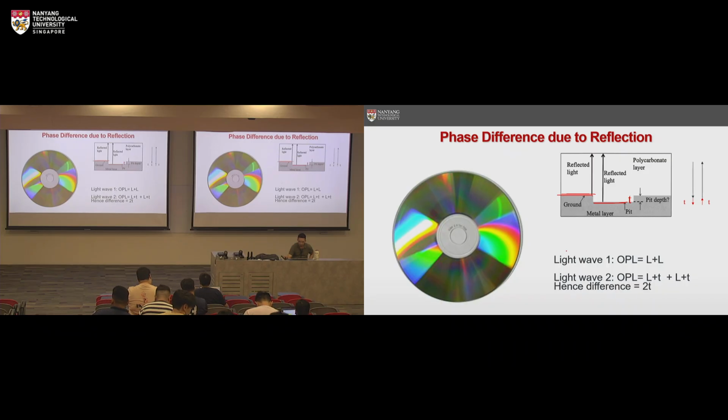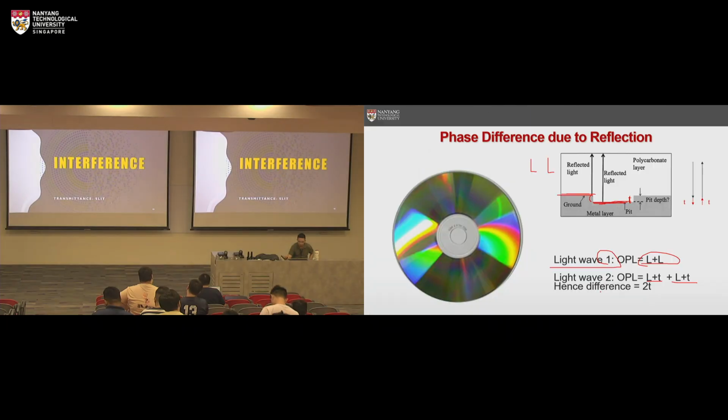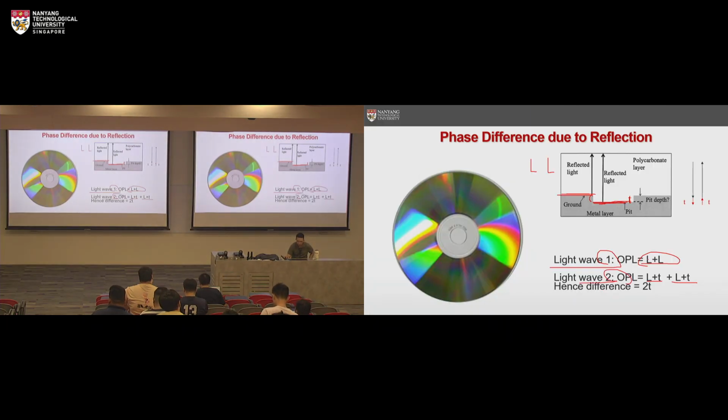Okay, so you assume the first light, light 1, is L plus L. Assuming that the distance on the top is L and going back is L. Your second light wave will actually meet the bottom, which is L plus T and L plus T, right? Because it's L plus T, and then the reflected wave is also L plus T. So in the end, the difference between wave 1 and wave 2 is 2T, or 2nT, to be accurate.